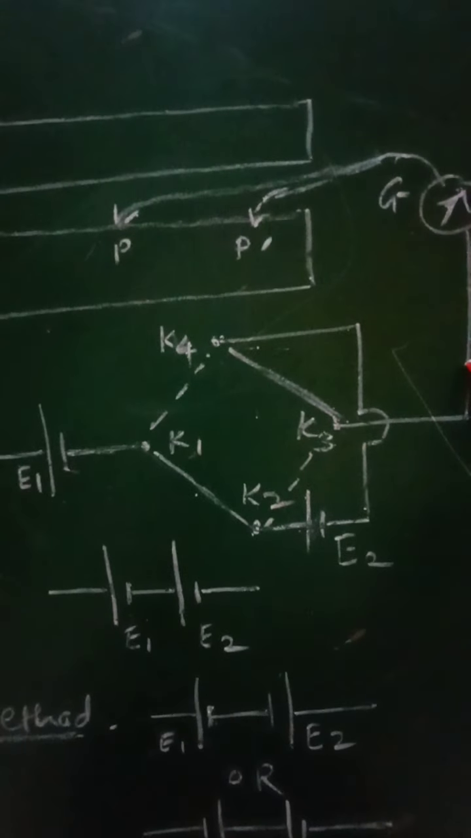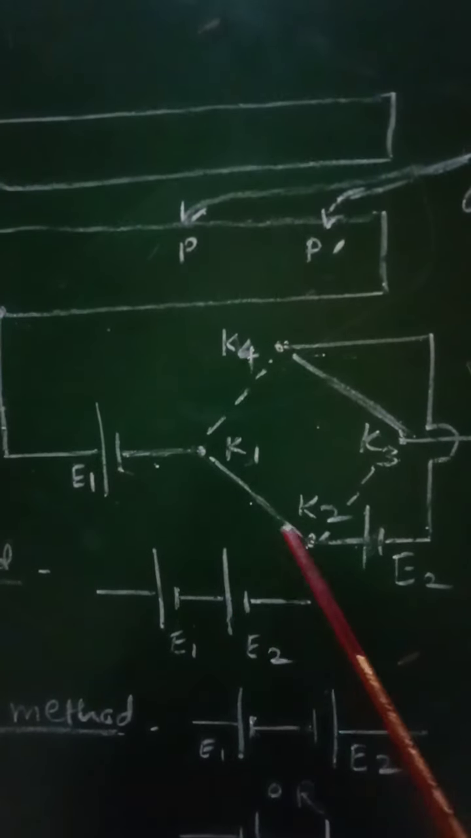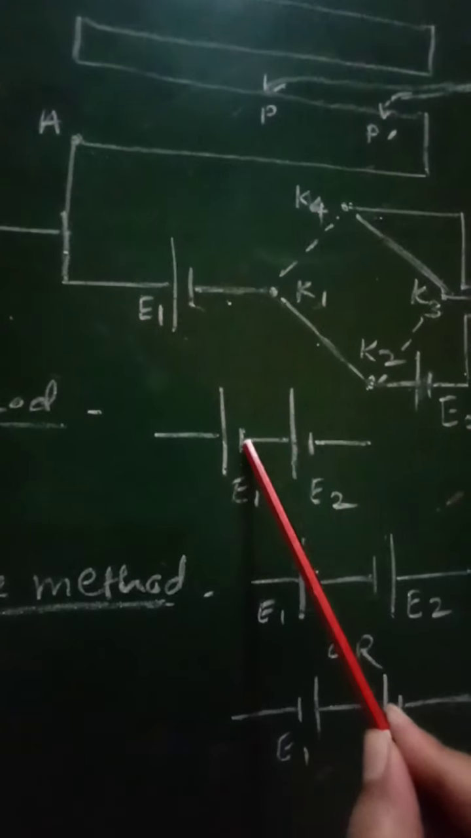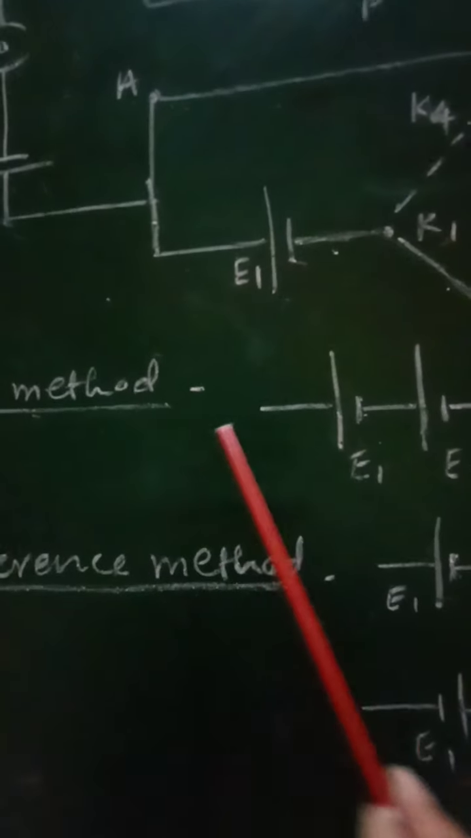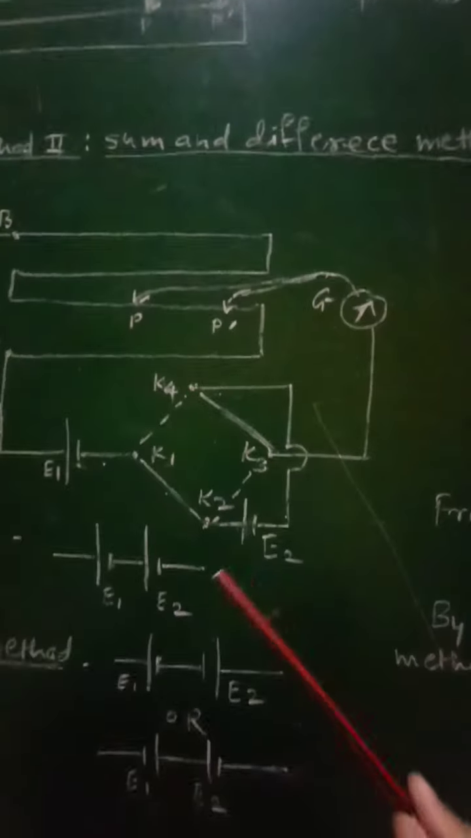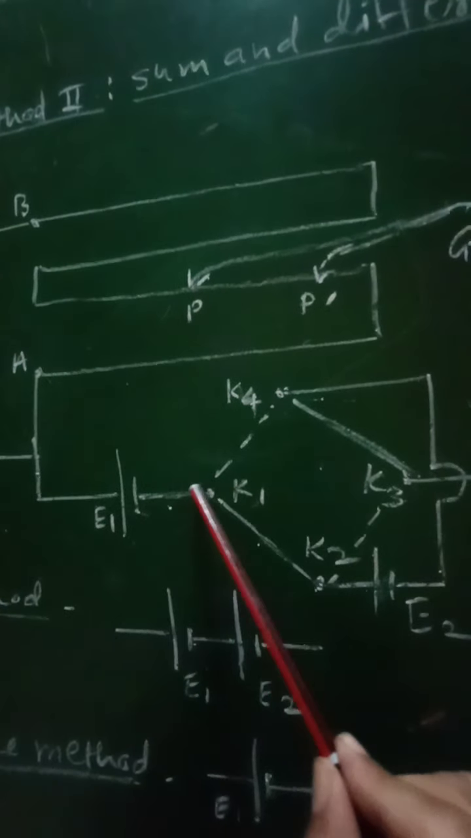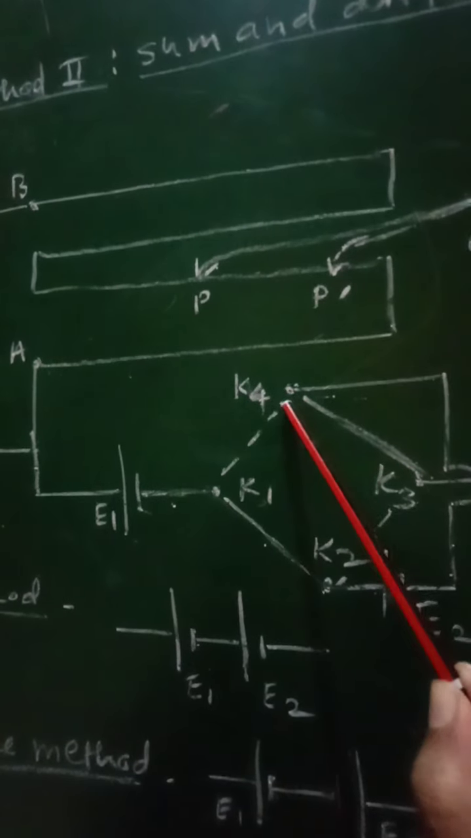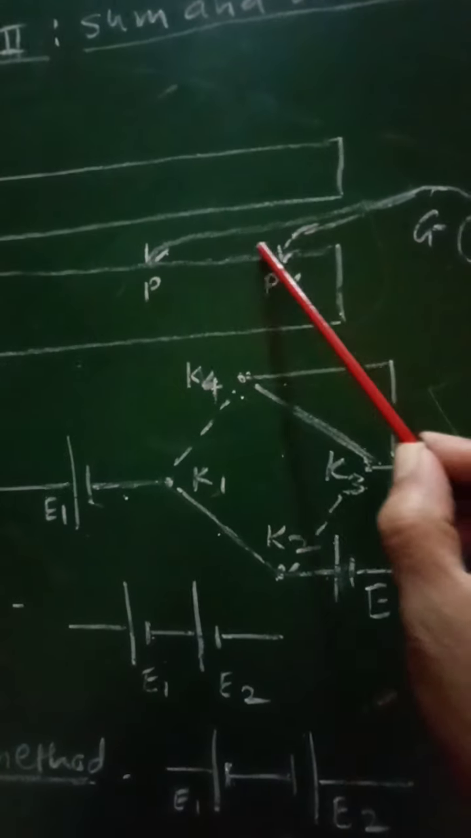then it will flow from this into K4 and then from this side to the galvanometer. So here the positive terminal is connected to the negative terminal, and therefore these two cells will be connected by the sum method. Hence the direction of the current is from E1, K1 to K2, K2 to E2, E2 to K4, K4 to K3, K3 to galvanometer, and galvanometer to jockey.